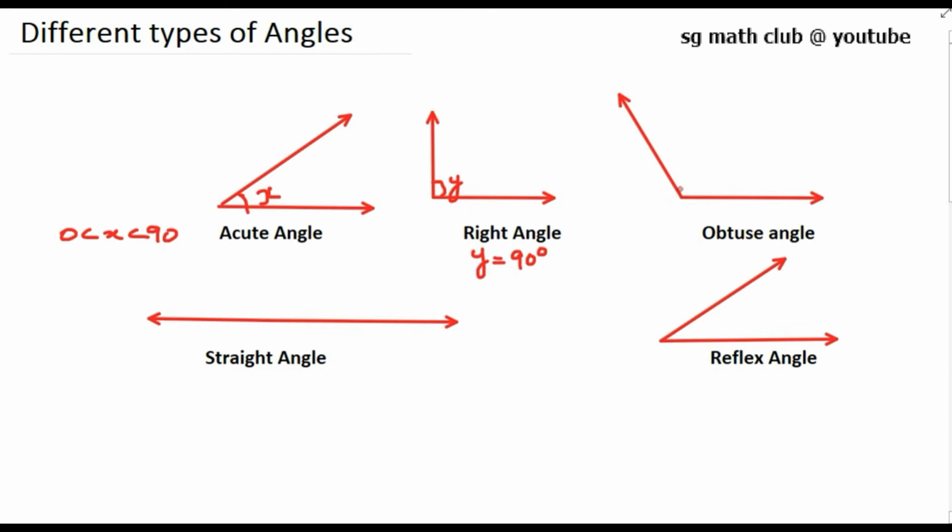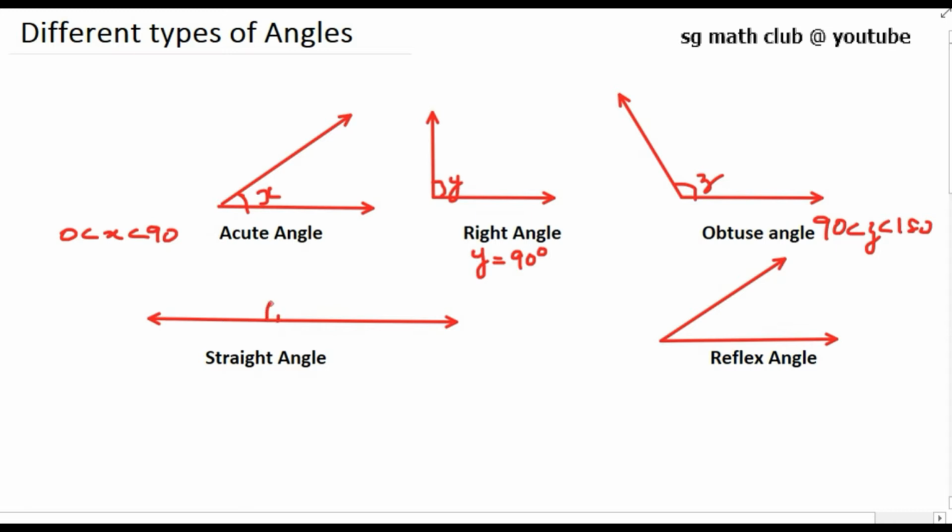An angle whose measure is more than 90 degrees, that means for an obtuse angle, the value of the angle lies between 90 and 180 degrees. So the angle whose measure is more than 90 but less than 180, such types of angles are called obtuse angles.